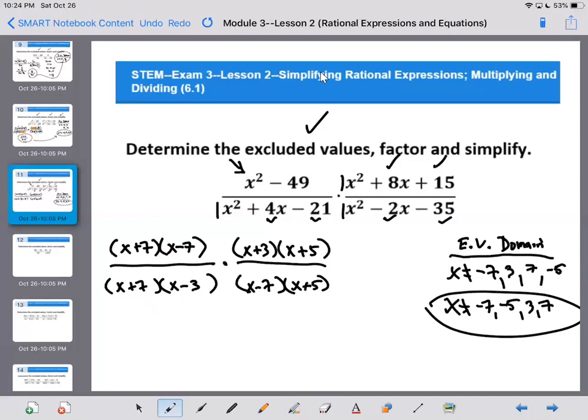So now you're going back to your work because you have determined the excluded values, you have factored, now it's time to simplify. So these will divide out. X minus 7 will divide out. X plus 5, x plus 5. What are we left with? We're left with x plus 3 divided by x minus 3.